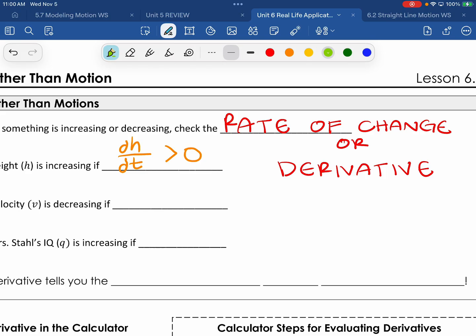All right, so if velocity is decreasing, we're going to write that the same way, dv dt. What else does the derivative of velocity tell us? Acceleration. So this is also going to be a of t. And if it's decreasing, it's going to be negative. So dv dt and a of t are the same thing. It is the derivative in terms of time. So my variable is a t in my functions.